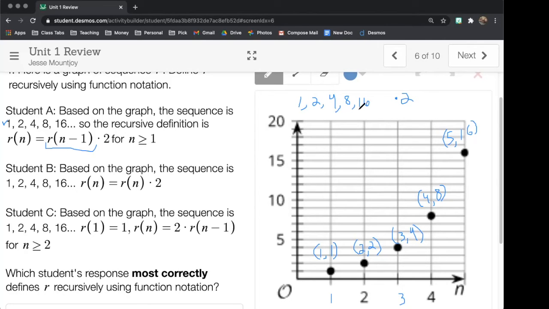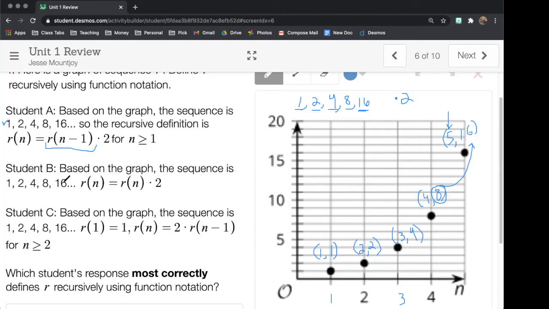If I want to know R of, let's say 5, which is equal to 16, it's the 5th slot: 1, 2, 3, 4, 5, right? It's my x coordinate. If I want to know what's in the 5th spot, I can just take my 4th spot and multiply it by 2. 8 times 2, right, will give me 16. So this definition says take the previous one and multiply it by 2. That looks pretty good. Let's keep going though.